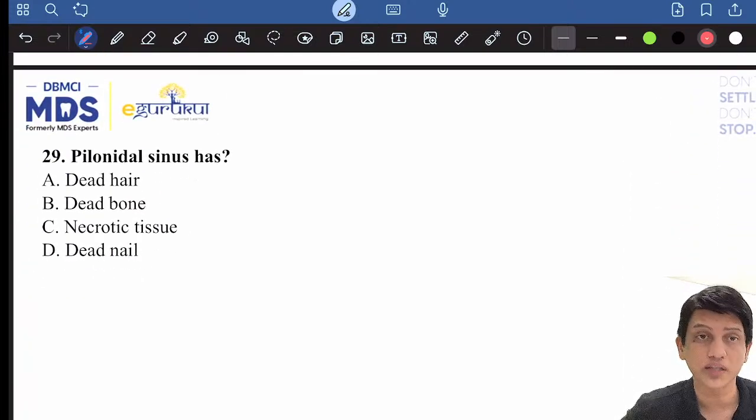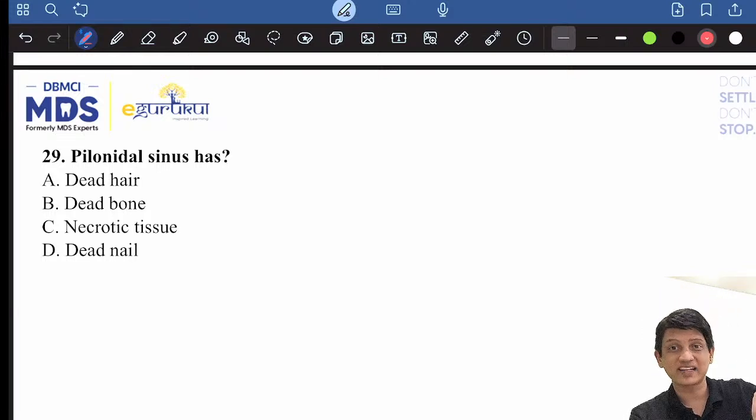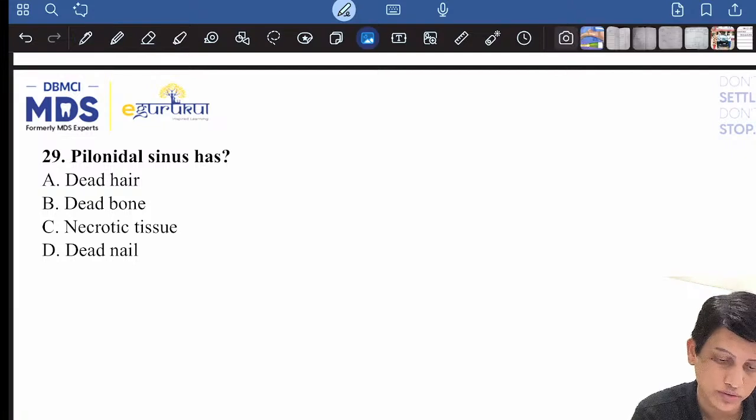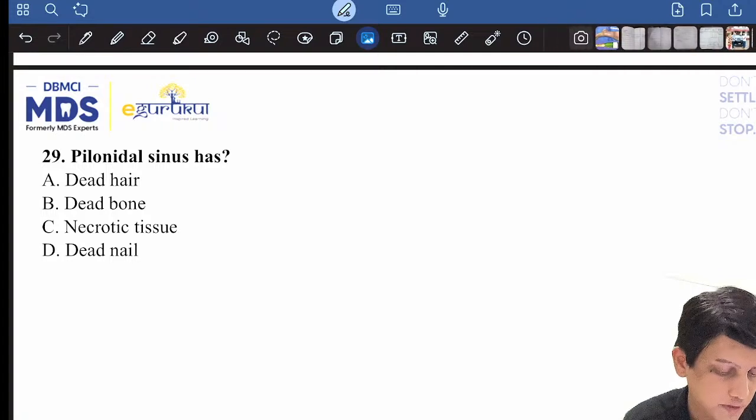Okay, pilonidal sinus. In the name itself it is there. Pilo means what? Nidus means a resting place. Sinus means it's a blind ending pouch. Blind ending pouch is called sinus. In the sinus, what is there? They're asking in the pilonidal sinus, what is the content? Is it hair, bone, necrotic tissue, or nail? You want to see how the pilonidal sinus looks? Just one of my patients.